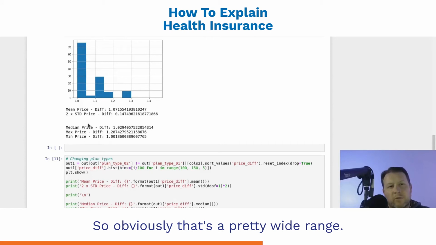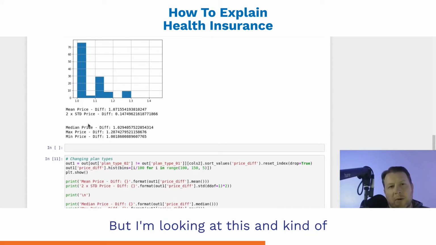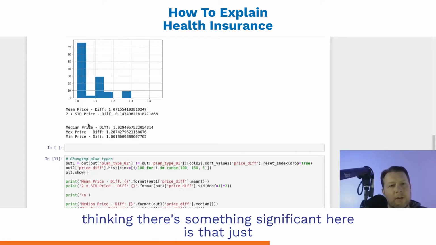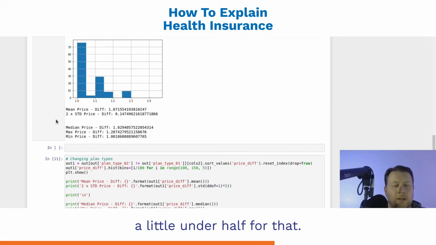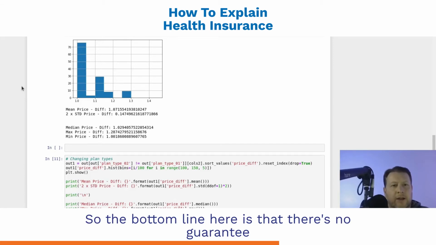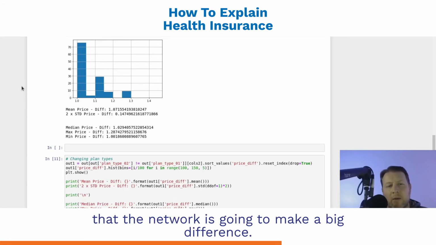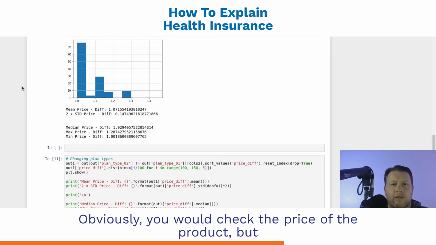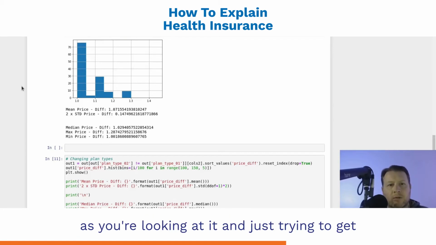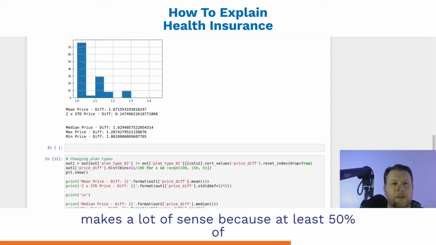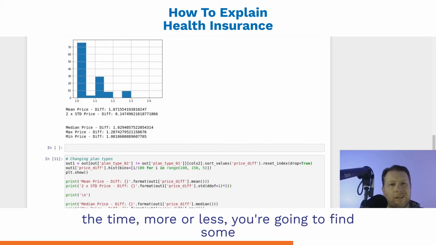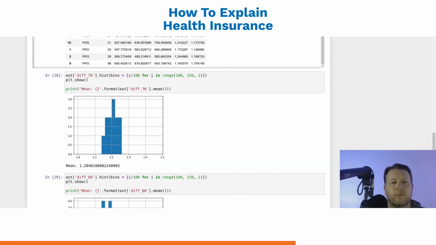So obviously that's a pretty wide range, but what I'm looking at and thinking is significant here is just how many of the plans are over 10%. Like I said, it's a little under half. So the bottom line here is that there's no guarantee that the network is going to make a big difference. Obviously, you would check the price of the product, but as you're trying to get your head around it, I think looking at the networks makes a lot of sense because at least 50% of the time, more or less, you're going to find some pretty significant savings.